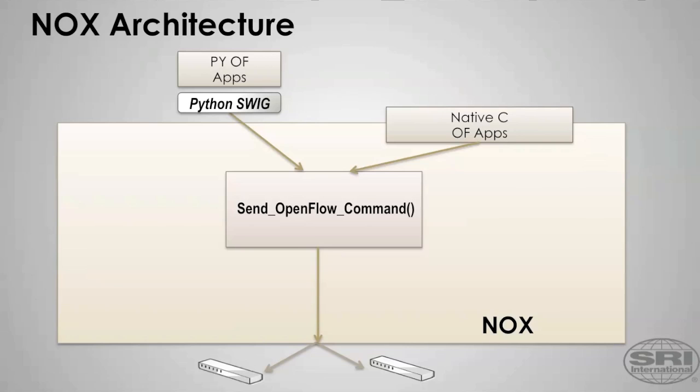To put it all together, here is a diagram showing the central interface of the standard Nox controller. Nox operates as a mediator between Python and C-based OpenFlow applications and a set of OpenFlow switches. Using Nox, OpenFlow apps can hook in to network events, gain access to traffic, and initiate flow rule insertions to a switch. To communicate flow rules to the switch, the OpenFlow app uses a central interface within Nox called send OpenFlow command.